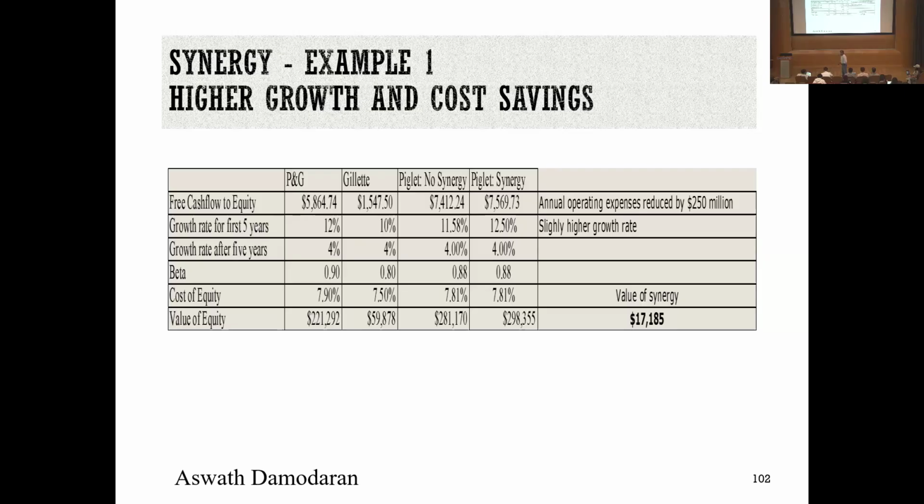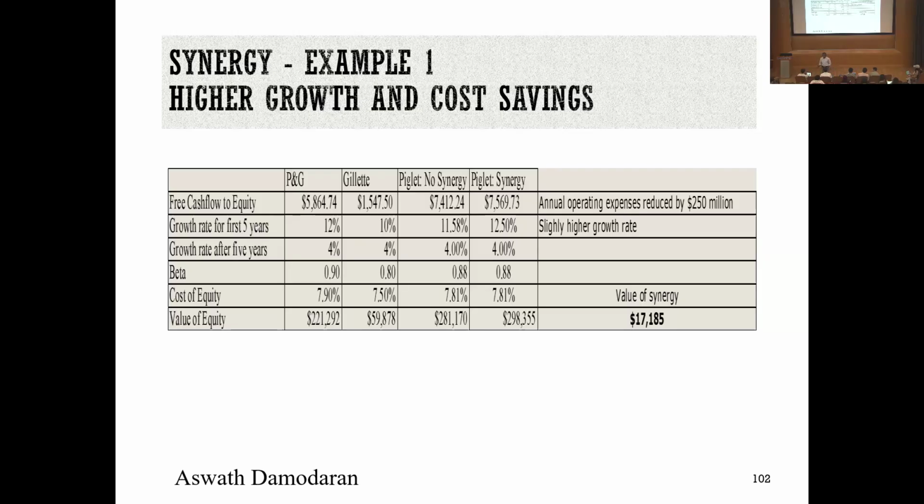I need to value Procter & Gamble standing alone, and I did, and I came up with a value of $221 billion for the company. Then I did a valuation of Gillette standing alone, and I came up with a value of $59.9 billion for that company. Then I combined the two companies. I called it Piglet, but they chose to stay with P&G combined. If you combine the two companies with no synergy, the sum of the values is going to be 281.2. That is my value of the combined company with no synergy.